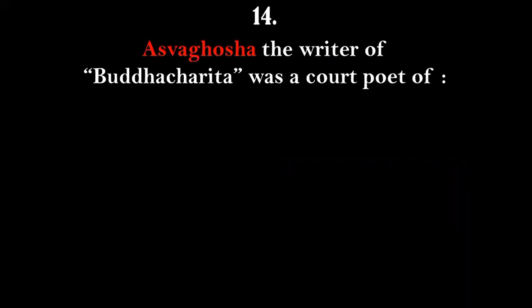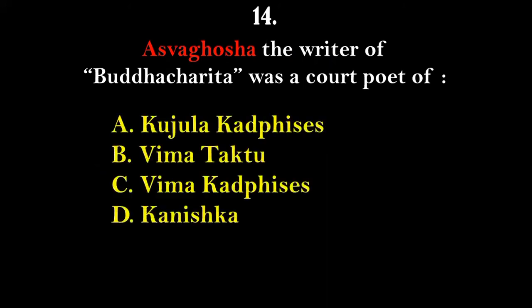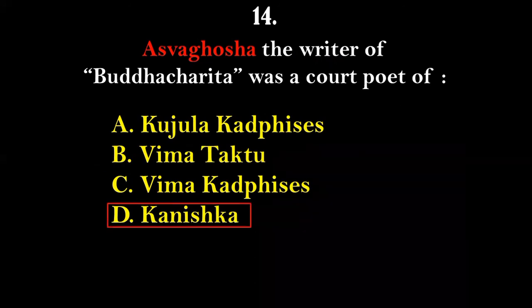Question number 14. Asvaghosha, the writer of Buddhacharita, was a court poet of which of the following rulers? Gujula Gatphasis, Vimadaktu, Vimagatphasis, or Kanishka? Asvaghosha, the writer of Buddhacharita, was also a Buddhist monk, and he was the court poet of option number D, that is Kanishka. We should also keep in mind that it is believed that Kanishka became a convert to Buddhism at the beginning of his reign under the influence of Asvaghosha.